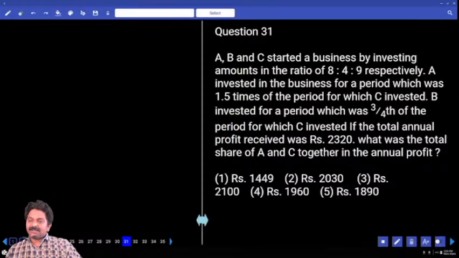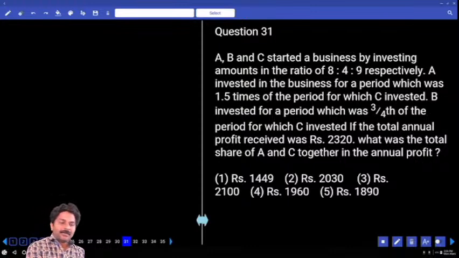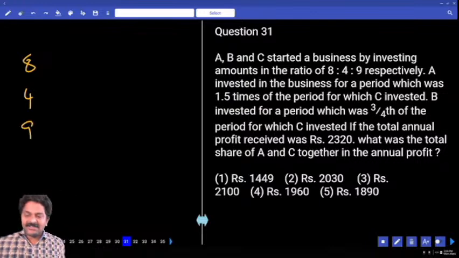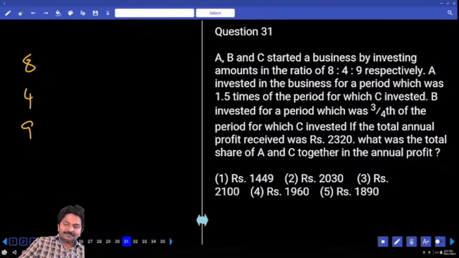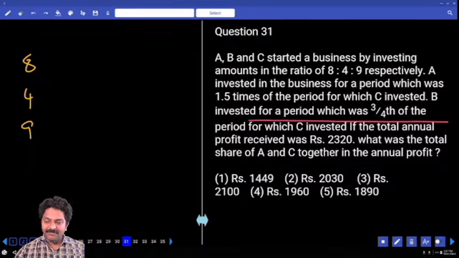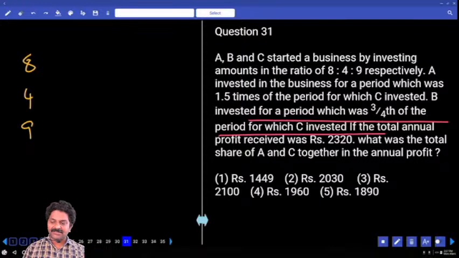Right. A, B, C started a business by investing amounts in the ratio 8:4:9. A invested in the business for a period which was 1.5 times the period for which C invested. B invested for a period which was 3/4 of the period for which C invested. So 1.5 in the sense 3/2 only. Right. A depends on C, B also depends on C.